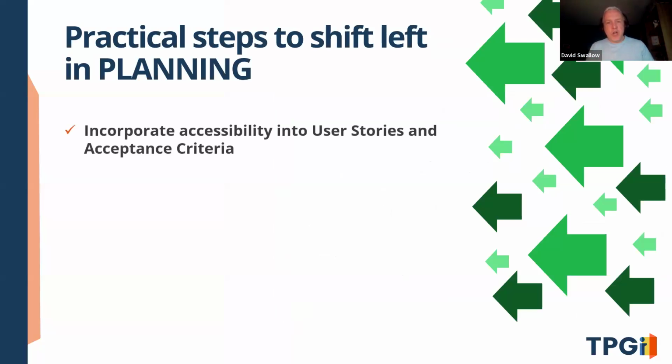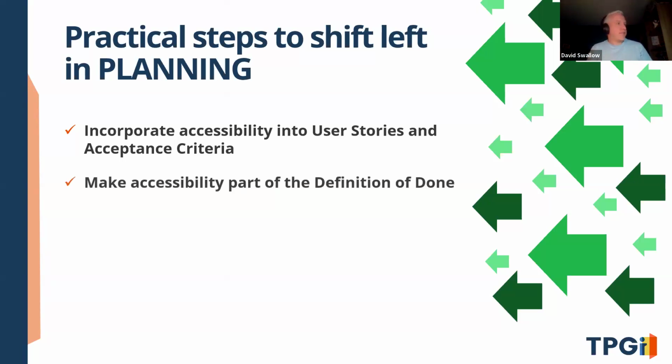Okay, so that was our recurring issues and how they can be addressed at the planning stage. And here are some practical steps to shift left in planning. To incorporate accessibility into user stories and acceptance criteria, define user stories that explicitly address accessibility needs, like: as a keyboard user, I need logical focus order so I can navigate the interface effectively. Include clear, measurable acceptance criteria for accessibility: all interactive elements must be operable via the keyboard.